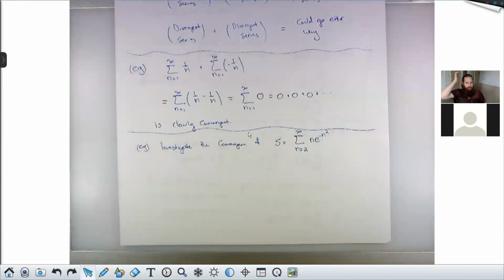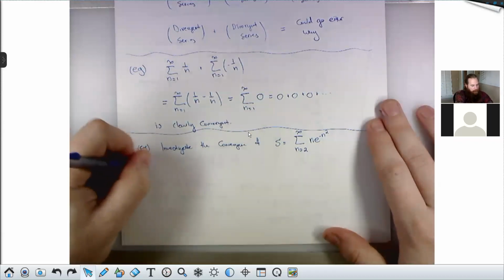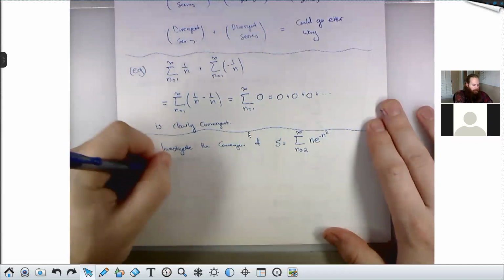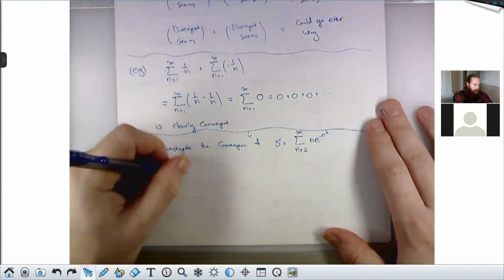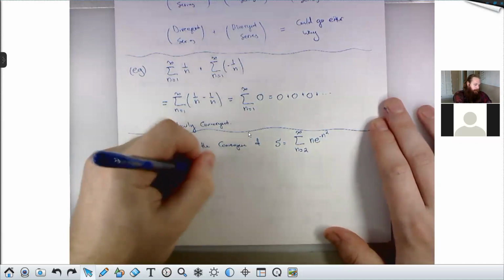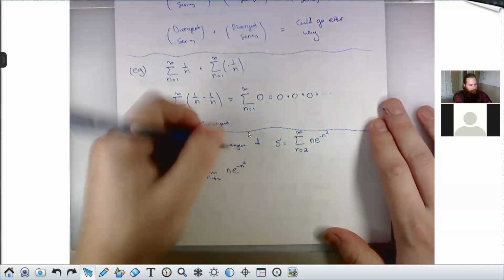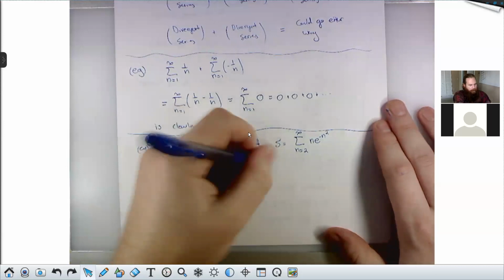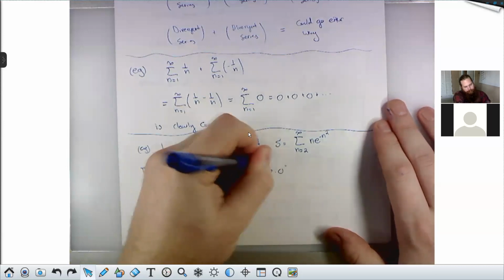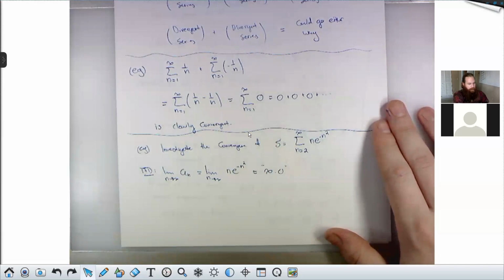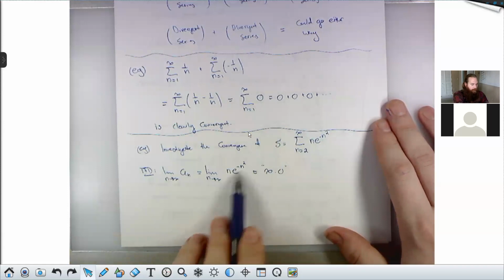How about this guy? The sum from 2 to infinity, n e to the minus n squared. We can try to run TFD. The limit as n goes to infinity of the a_n's here is the limit as n goes to infinity of n e to the negative n squared. That looks like infinity times 0, because n goes to infinity, and e to the negative n squared goes to 0, because that's like e to the negative infinity.